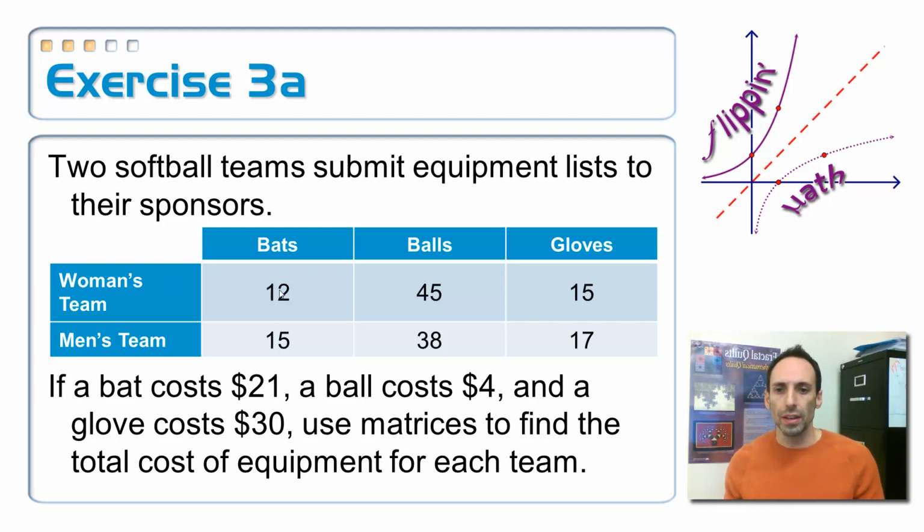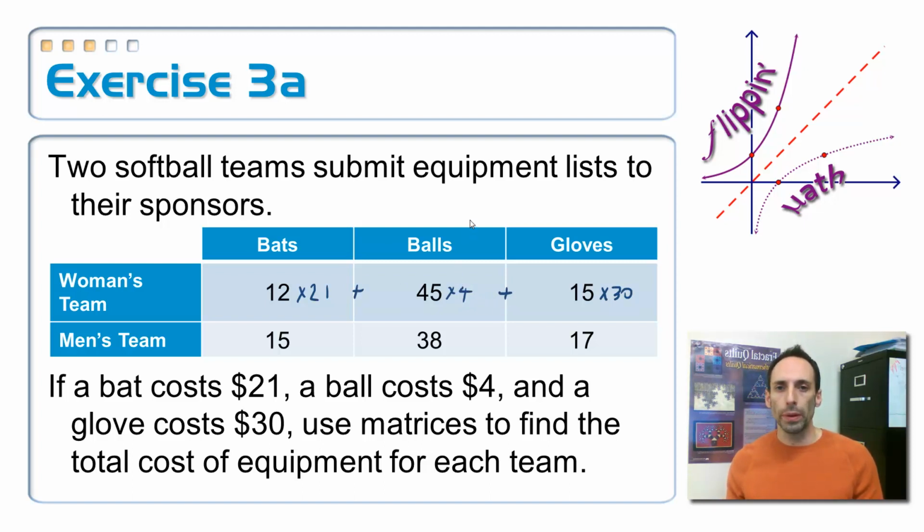For example, I need 12 bats, and each of the bats costs $21. So I'd be multiplying 12 times 21, right? And then I need 45 balls, and each of those balls costs $4, so I'm just going to multiply that times 4. And then for gloves, I need 15, and they're $30 each, right? And then I would just add up all of those products.